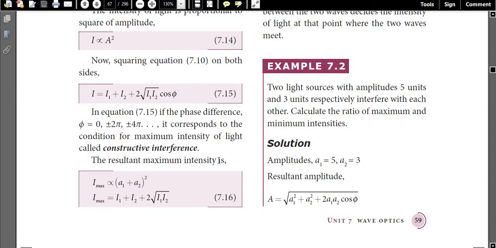The resultant maximum intensity I maximum is directly proportional to a square, which is nothing but (a1 plus a2) the whole square. I maximum is equal to I1 plus I2 plus 2 root of I1 into I2.